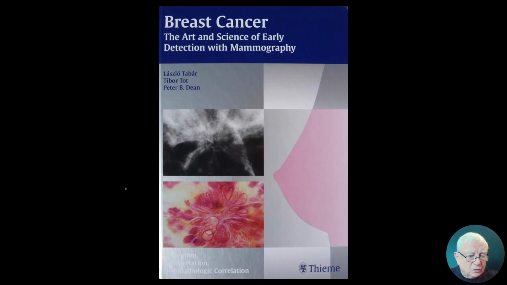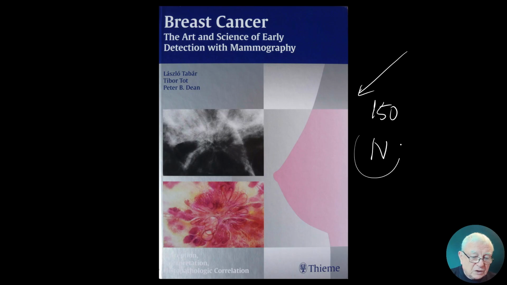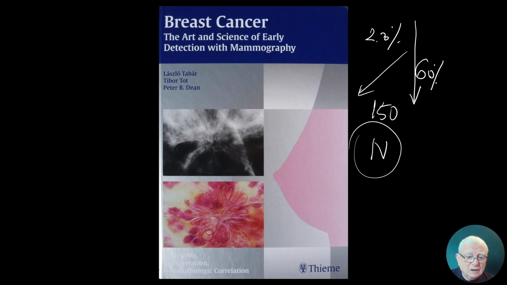I would recommend for you to read at least the first 150 pages of our book, which only deals with the normal. And now you understand why I'm pushing this so much. Because that's exactly what you don't learn in school. And that explains why people have 15-18% callback rate. We have 2.3% callback rate, and we already decrease mortality by 60%. It can be done.